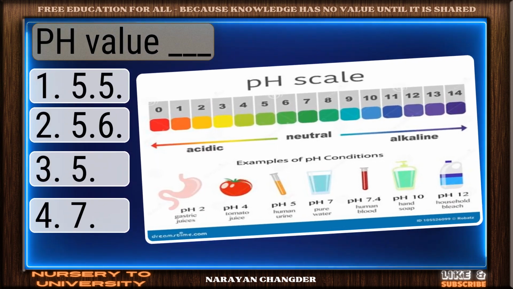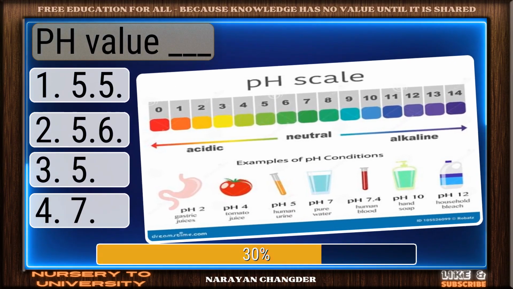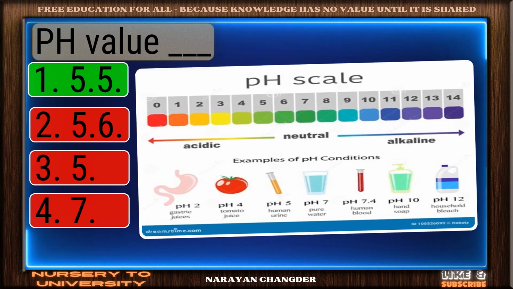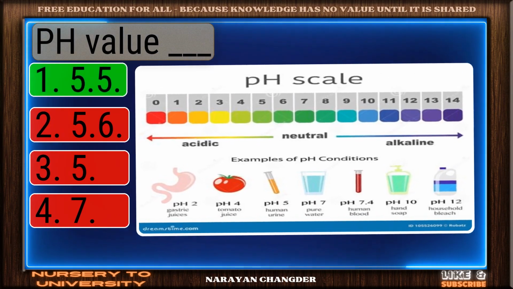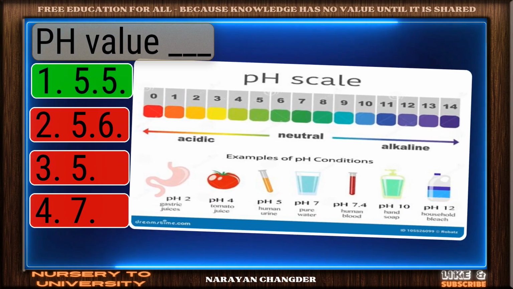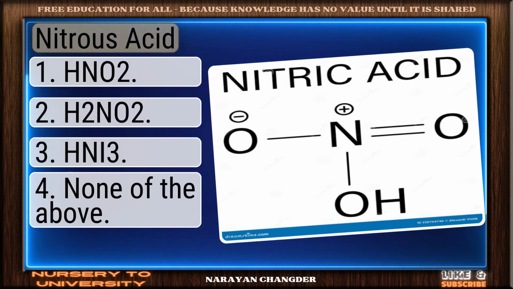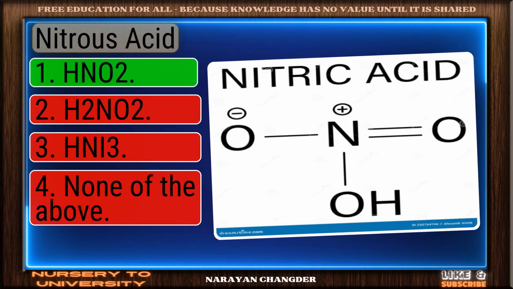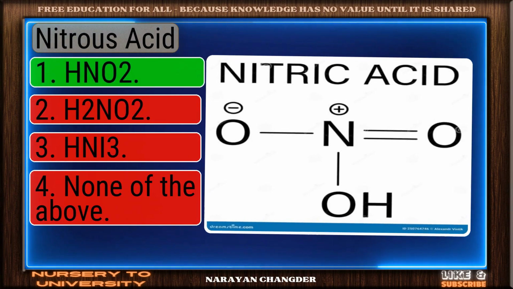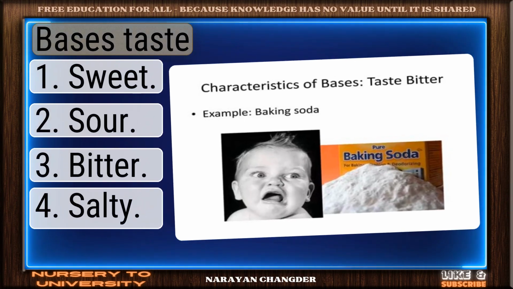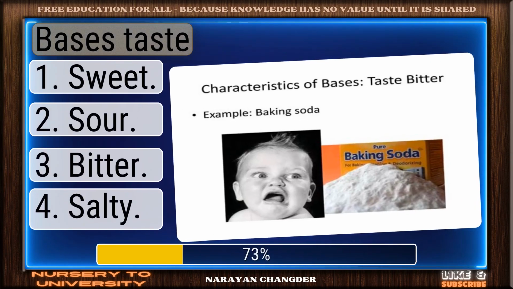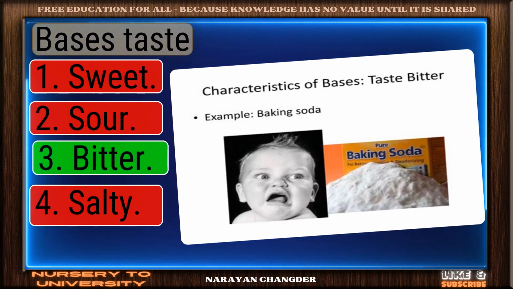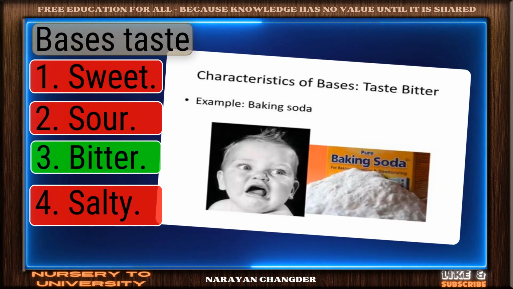Question number 290, pH of dash. Correct response. 5.5 is the most accurate answer. Question number 291, nitrous acid. Valid point. HNO2 is true. Question number 292, bases taste. Well done. Bitter is the right choice.